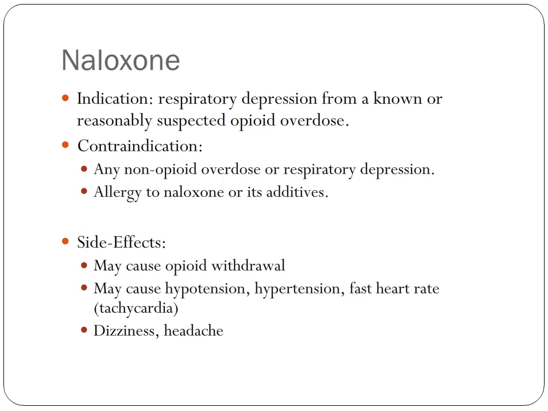So we'll look at a little bit of pharmacology for naloxone. Its indication is respiratory depression from a known or reasonably suspected opioid overdose. There are not a lot of contraindications to the medication, except any non-opioid overdose or respiratory depression. Remember, naloxone only works on opiates, and also if the patient has any allergies to naloxone or its additives.